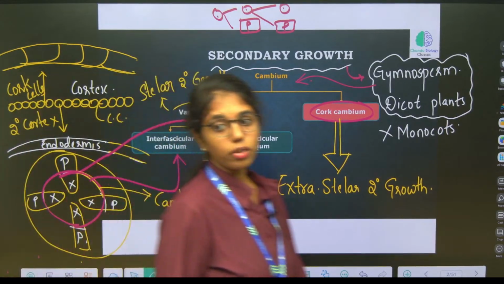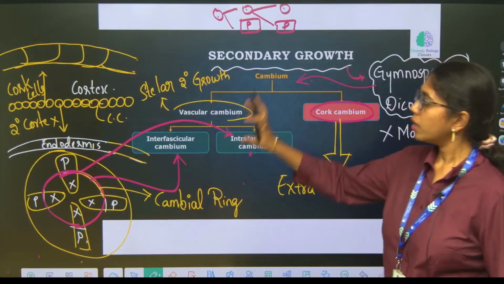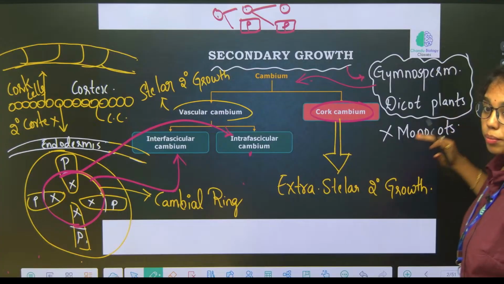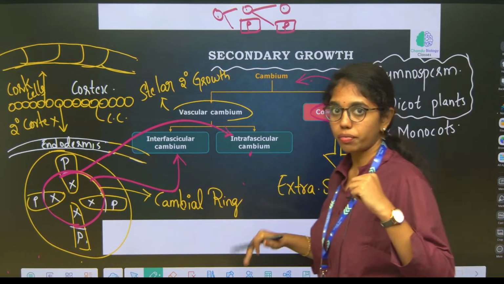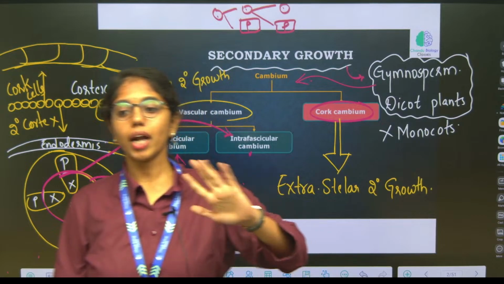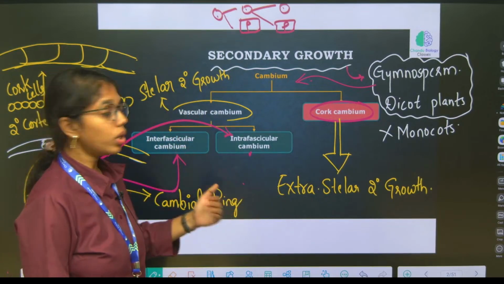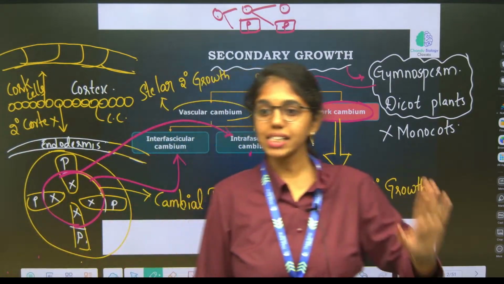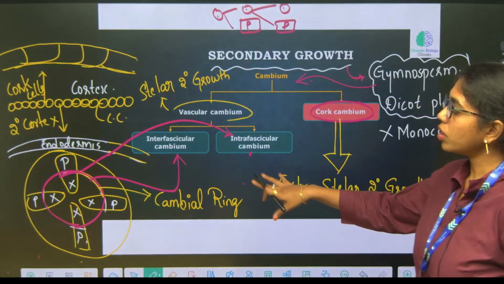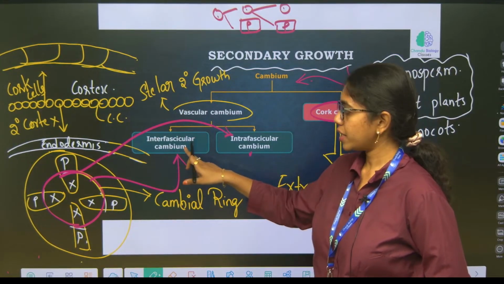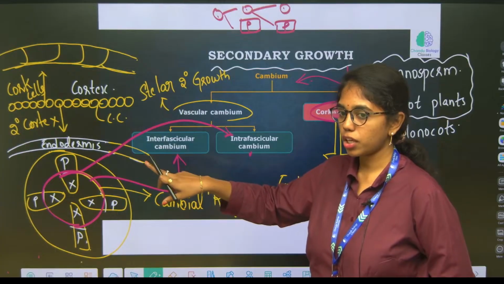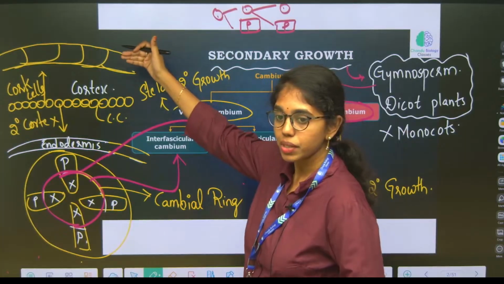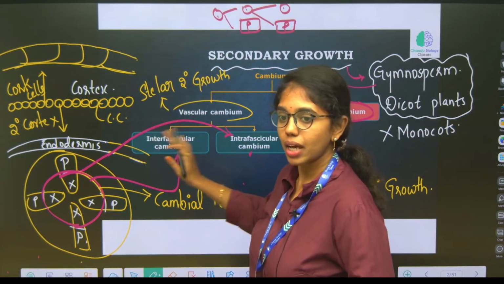Clear, right? Any doubt anywhere? So, you got the gist, right? Secondary growth is conducted in gymnosperms and dicots because of the cambium. We have two types of cambium, vascular cambium and cork cambium. Vascular cambium will promote stellar secondary growth, cork cambium will promote extrastellar secondary growth. In stellar secondary growth, we have two types of vascular cambium, intrafascicular and interfascicular. Cork cambium will form cork cells towards the epidermis and secondary cortex towards the endodermis.